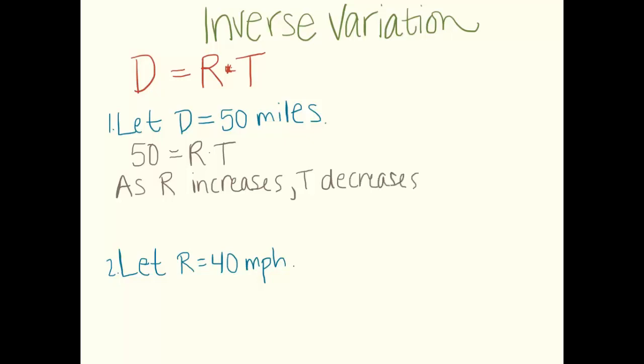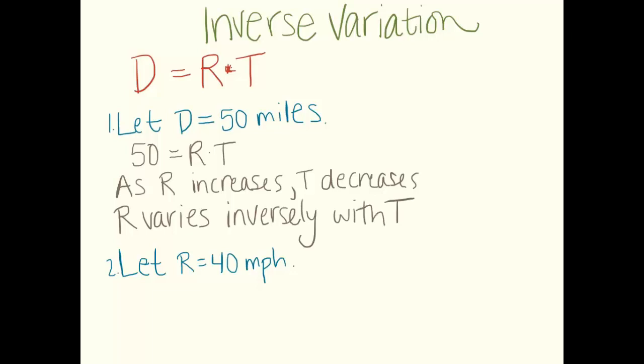So if I'm going really fast, it's not going to take very long to go 50 miles. If I'm not going so fast, it'll take longer. That relationship is known as inverse variation. We can say that R varies inversely with T.